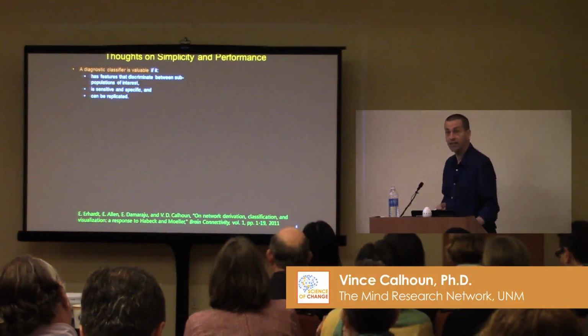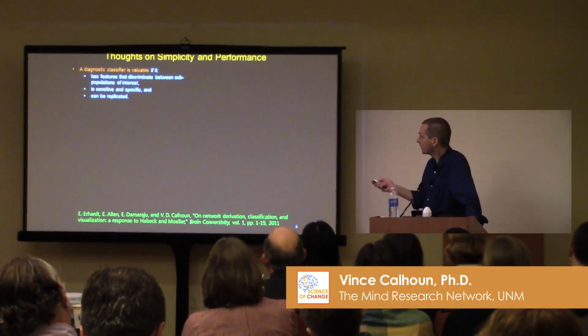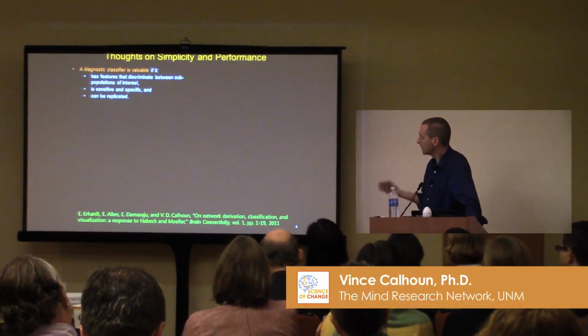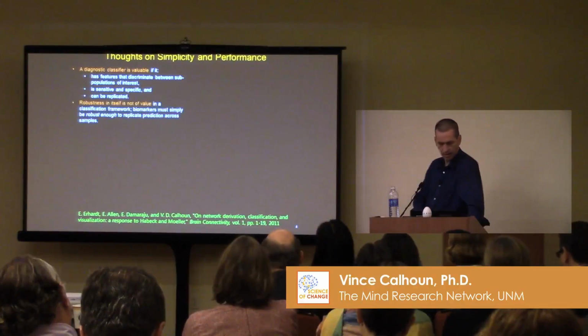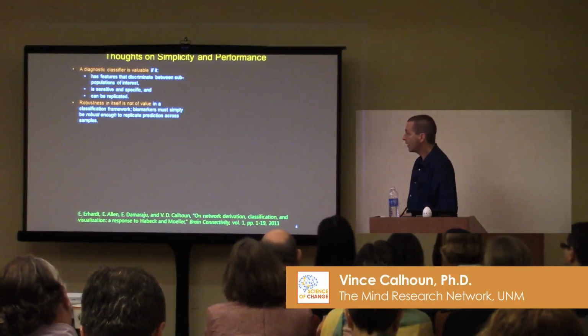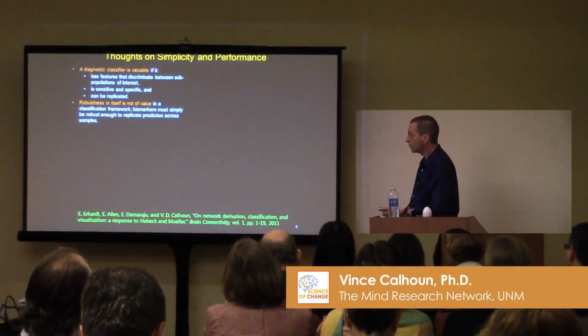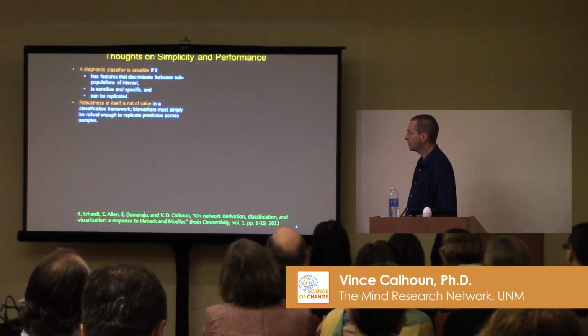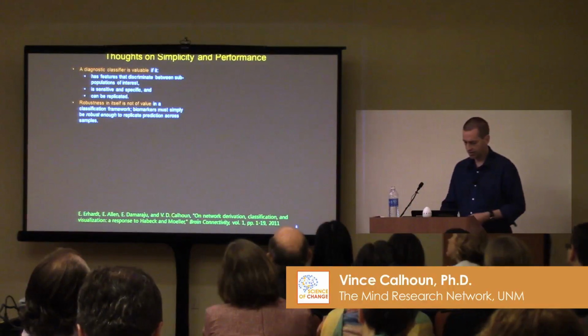In the context of a classifier, for example, it's valuable if it can discriminate what we care about, sensitive, specific, and we can replicate it. Robustness is not necessarily of value by itself. We just need the biomarker to be robust enough to replicate prediction across samples.